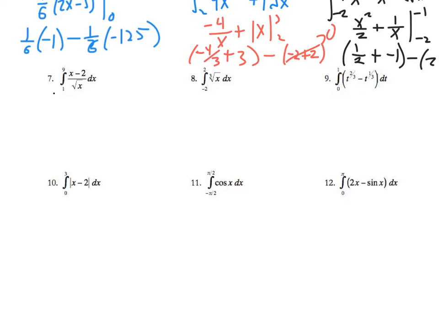For number 7, I'm going to do some manipulation first. We're going from 1 to 9. And I'm going to rewrite this as x over x to the 1/2, that's what square root is, minus 2 over x to the 1/2. Which is going to be this integral from 1 to 9 of x. I'm going to subtract these two powers, x to the 1/2, and then minus 2 times x to the negative 1/2.